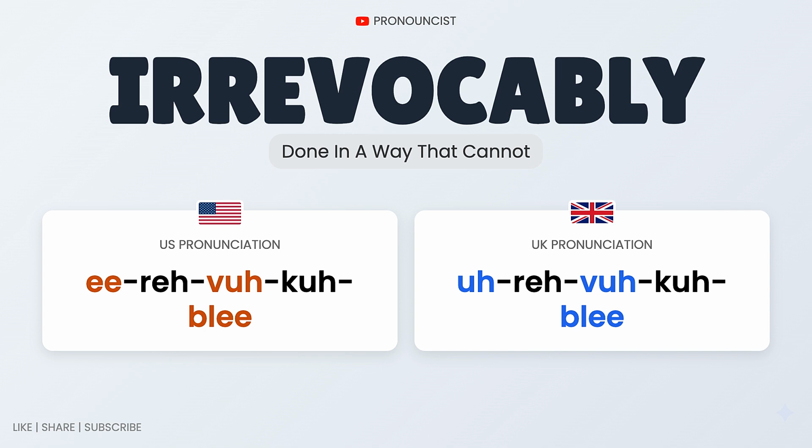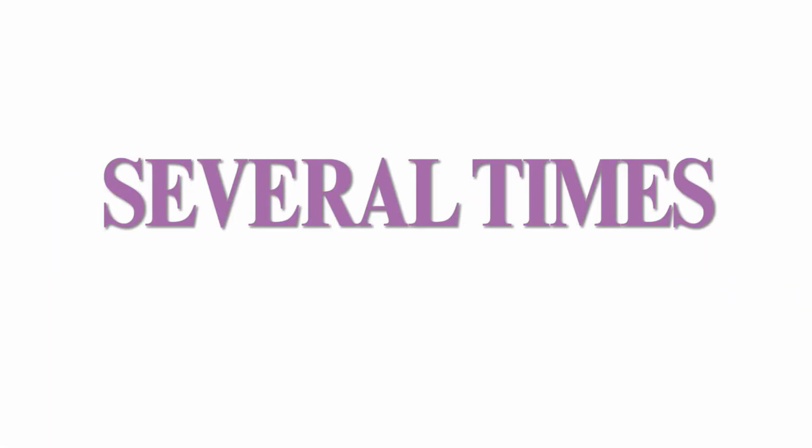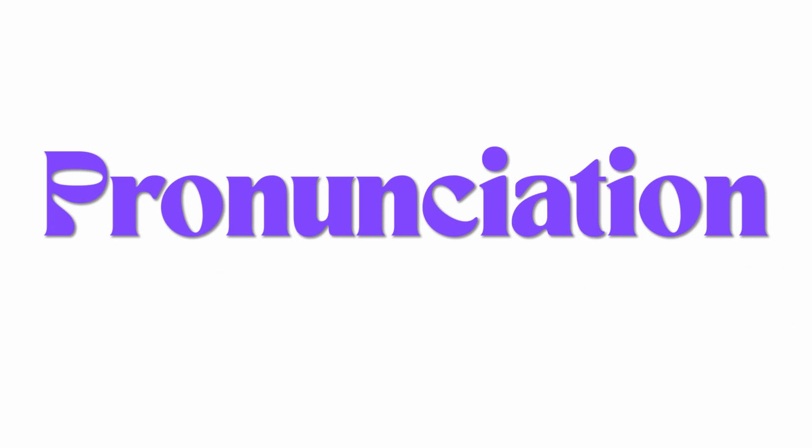irrevocably. Practice repeatedly and you'll soon be able to say this word perfectly. The best way to practice is to repeat the syllable multiple times. The meaning of the word is done in a way that cannot be undone. Try repeating this word several times to improve your pronunciation.